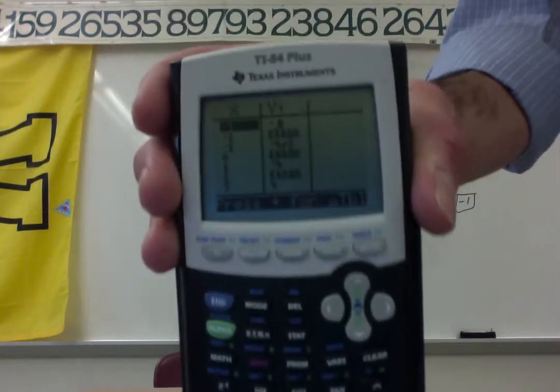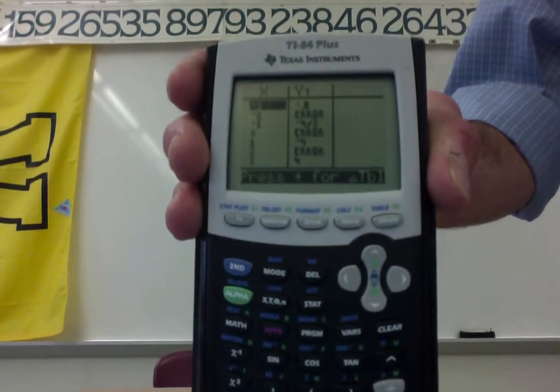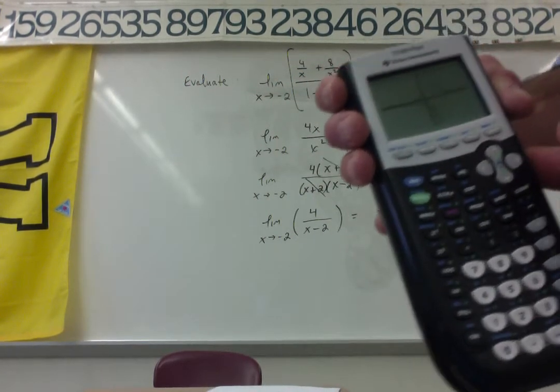Where x is -2, it looks like there is a point for y, but if we check the table, you see that where x is -2, we have an error, right? That's because there's a hole at that point. Okay, where x is -2, there's a hole. But the limit does exist.